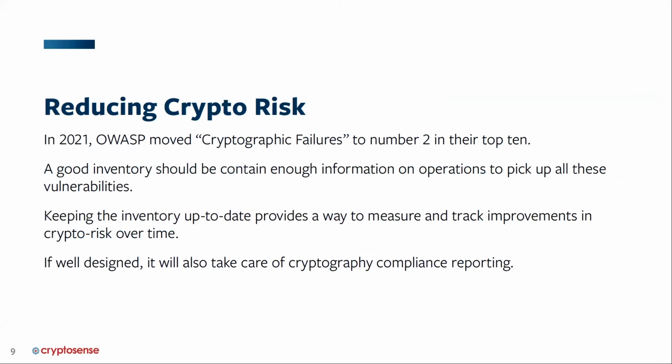Crypto risk is an interesting point as a use case for inventory. In 2021, you might be aware that OWASP moved cryptographic failures to number 2 in their top 10. The OWASP top 10, if you're not familiar with it, is a list of common application vulnerabilities seen in web applications. That's been around for a long time now. Previously, cryptographic failures was not identified exactly like this. It was called sensitive data leakage or something like that. And that's because things have changed since the OWASP top 10 started.